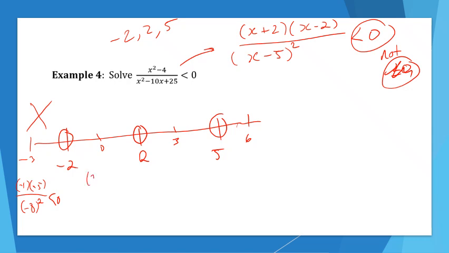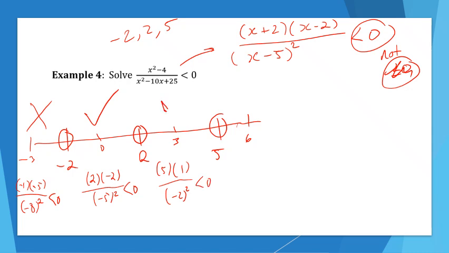Plugging in 0, you get 2 times -2 over -5 squared. This is going to be a negative over a positive, which is negative, so this should be true. Yes, check mark. Plugging in 3, you get 5 times 1 over -2 squared. This is not going to be a negative number. It's going to be all positive, so this is going to be a no, an X. And then finally we have a 6. So here 6 plus 2 is 8. 6 minus 2 is 4 over 1 squared. So this is also going to be positive, so this should be a big X, a no-go.